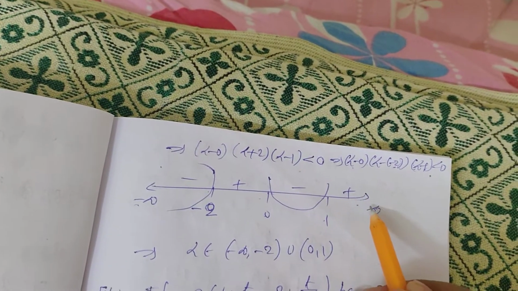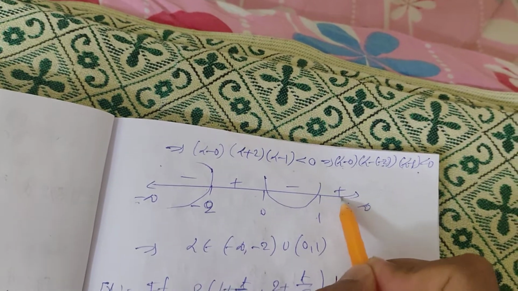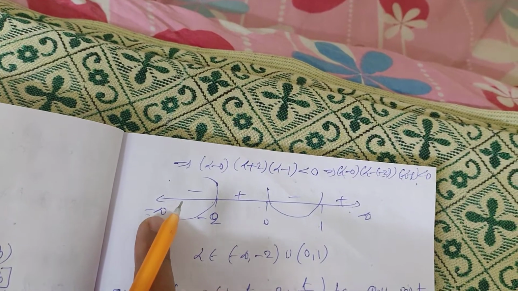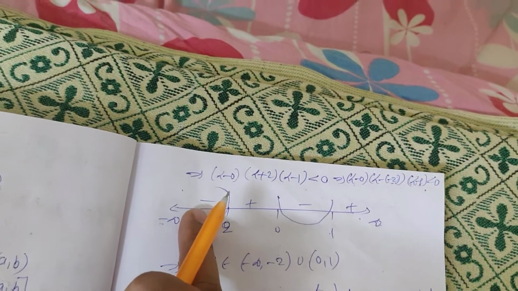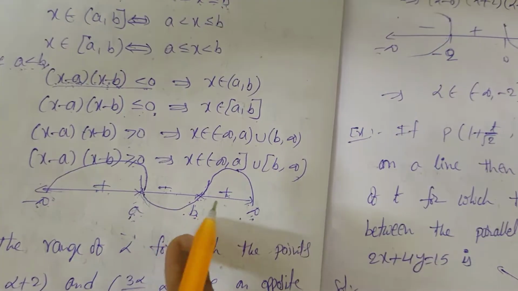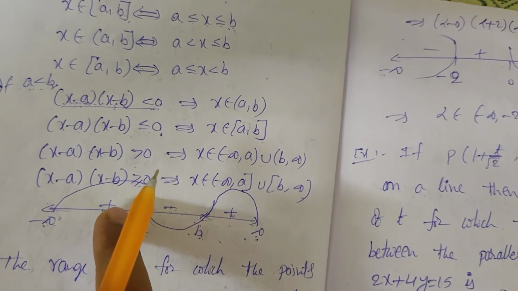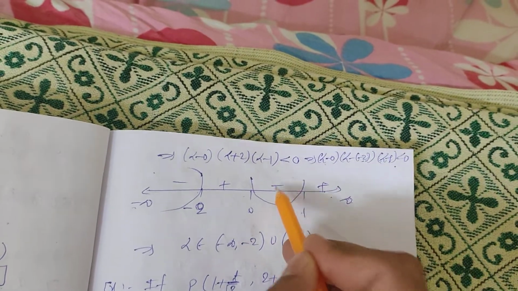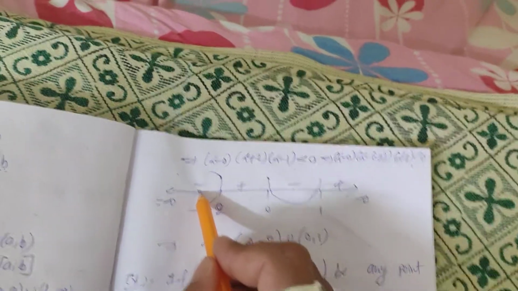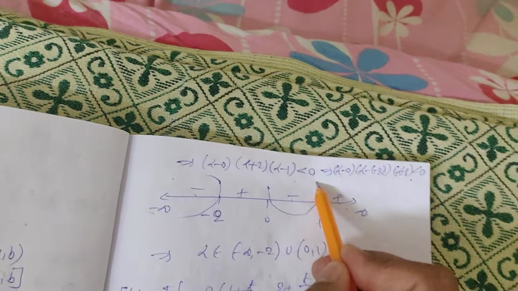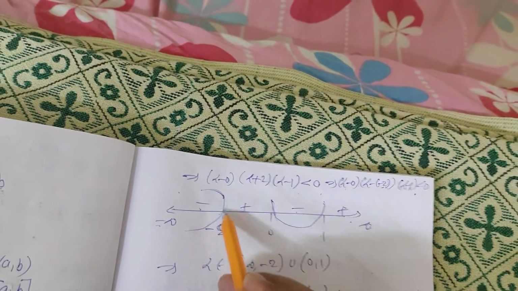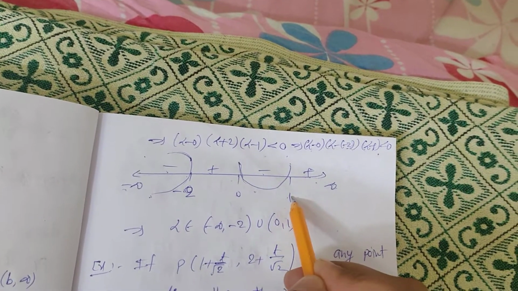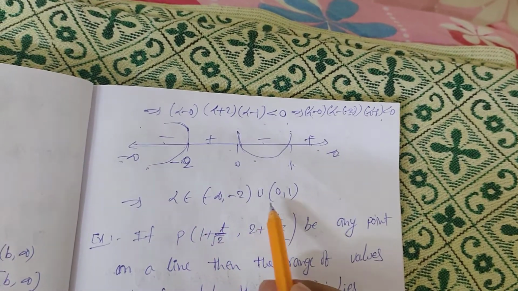So start from positive infinity. Start with plus, positive infinity, positive. Don't start with negative infinity. Here in this case, if we take only 2 factors, we have positive, so don't follow with the left side, follow with the right side. Plus, minus, plus, minus. So here we want less than 0. Less than 0 means this is one interval and this is another interval: minus infinity to minus 2, union 0 to 1. Therefore, alpha belongs to minus infinity to minus 2 union 0, 1.